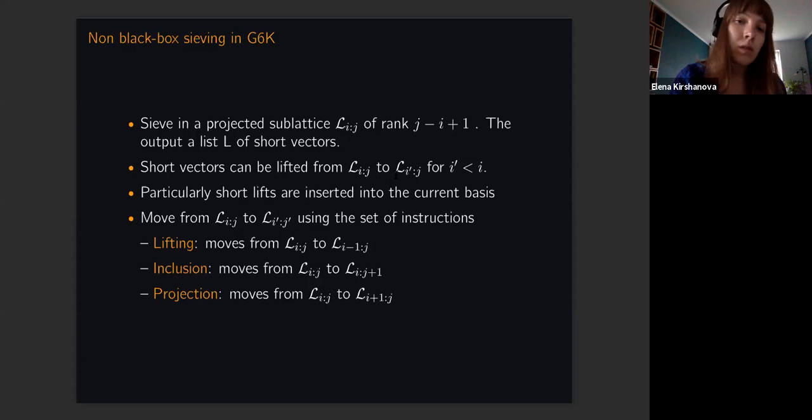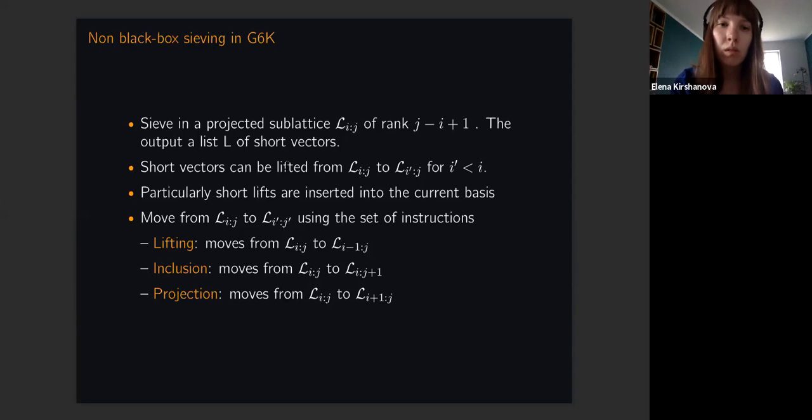What is also done during the sieve routine is that we try to update the current basis with particularly good lifts. So if you do the sieve and you start what's called on the fly lift, you lift it up to the full lattice and see if it's good or not. And if it is good, you could update your current basis.